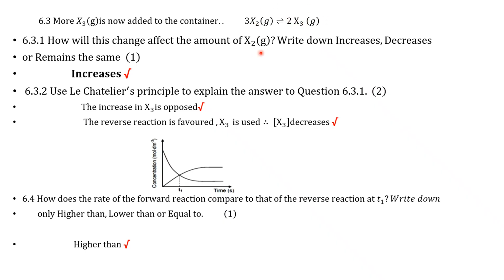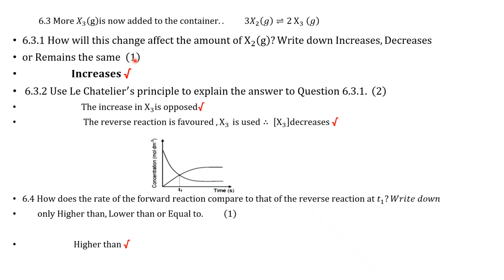Right, so how would x2 be affected? It increases, so that increases, so x3 can decrease. Using Le Chatelier's principle to explain question 6.3, the increase in x3 is opposed. So to oppose that, the reverse reaction is favored. So we use up the x3 that was added extra, and that therefore decreases while x2 increases, right?